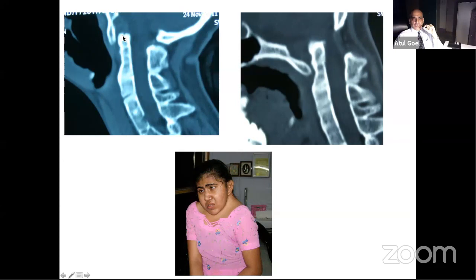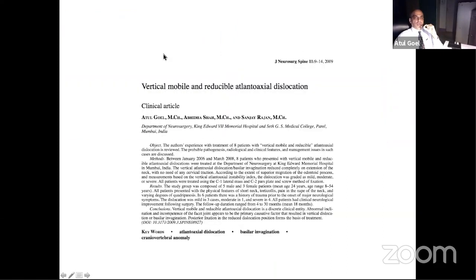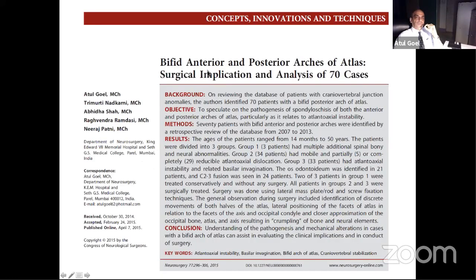You see, in extension, it comes down in flexion like a piston. So there is a vertical dislocation. So multiple bone fusion is never a primary phenomenon. There can be vertical, reducible, mobile dislocation. Bifid anterior and posterior arch is not a primary embryological problem. They are a natural solution. When you do flexion, the bifid opens. You do extension, the bifid closes. So bifid opening and closing is a dynamic phenomenon.